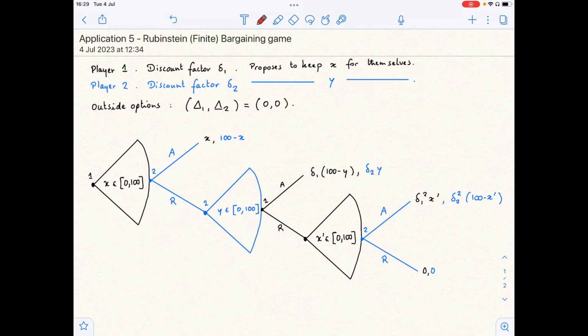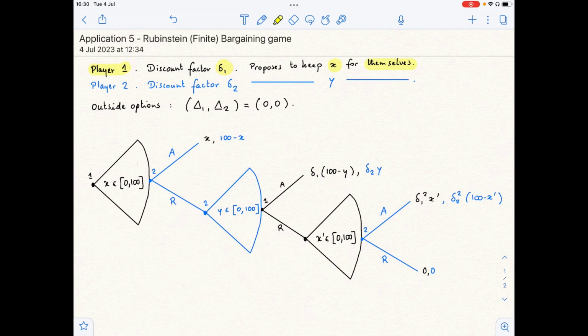Okay, so we're going to consider a simple game where we're going to have two players, and I'm going to try to be quick because it's quite long and complicated, but still precise. So we have player 1 who has a discount factor delta 1 and who will propose to keep X for themselves as the division of the dollar. So here, for some reason, we're going to consider the division of a $100 bill, but this would also apply to any amount of money. And this is called a divided dollar game.